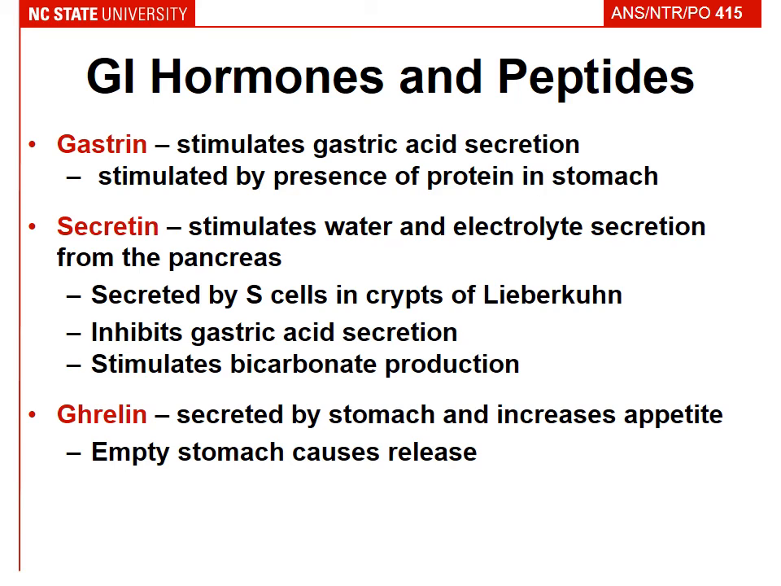Our next type of hormone is ghrelin, and this is secreted by the stomach, and it increases appetite. So this is what's causing your stomach to growl is ghrelin. So when you have nothing in your stomach and you don't have those rugae stretched out, you're going to have the release of ghrelin. And so an empty stomach increases the amount of ghrelin. When you have a big giant meal, then that's going to inhibit ghrelin to hopefully signal you to stop eating.